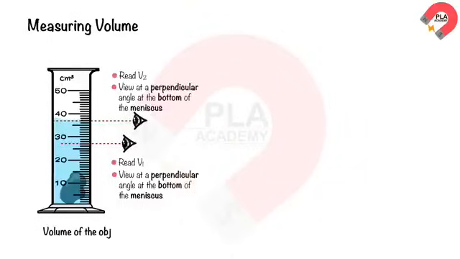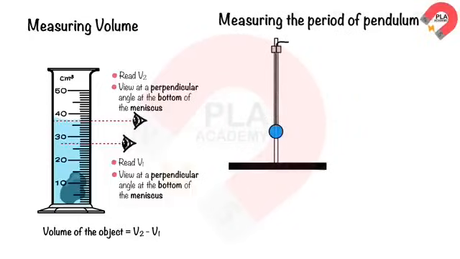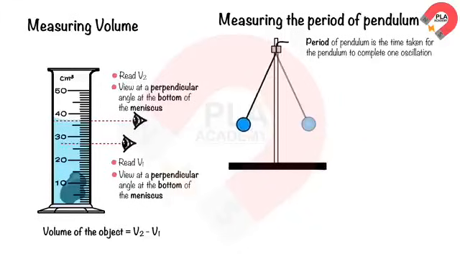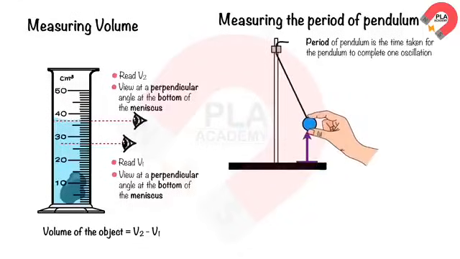The volume of the object is the final volume, V2, minus the initial volume, V1. Measure the time period of a pendulum. The time period of a pendulum is the time taken for the pendulum to complete one oscillation. One oscillation is from A to B and back to A. Place the pin here as the fiducial mark for counting the number of oscillations.